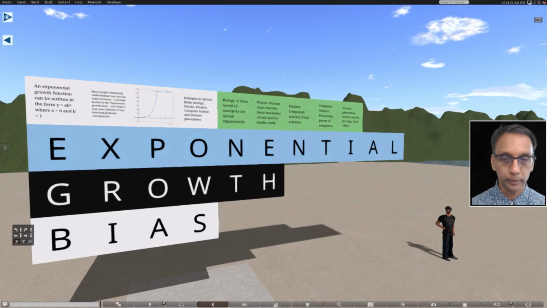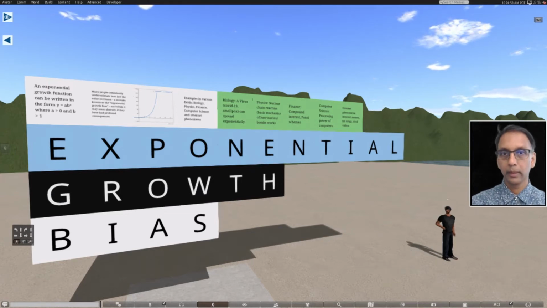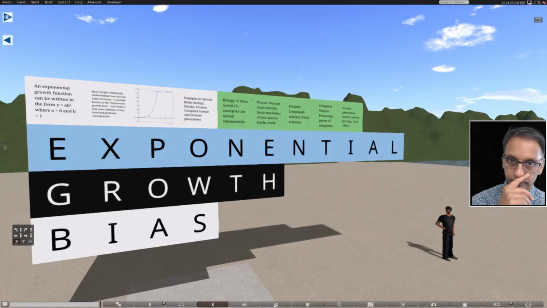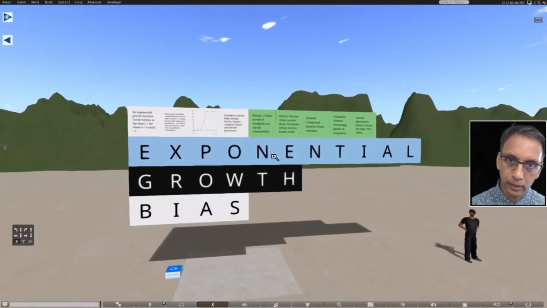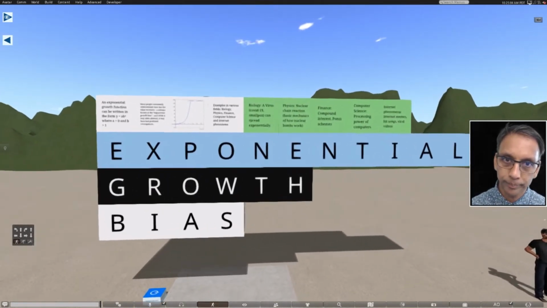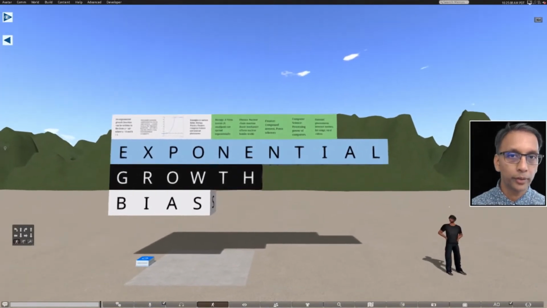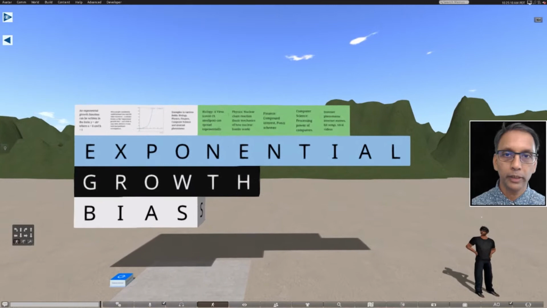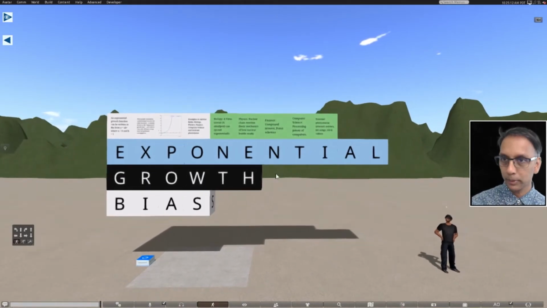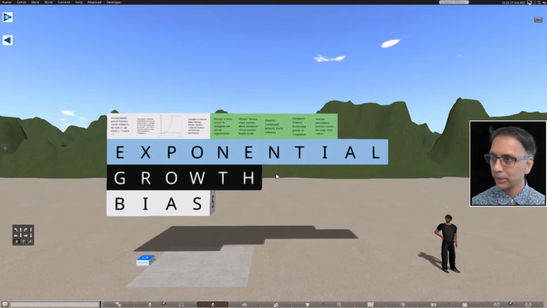Today I'm going to talk about exponential growth bias. So the first thing that I need to explain is what is exponential growth. Okay, I will try to keep the explanation as simple as possible so that even if you don't know much about mathematics, you can still understand.